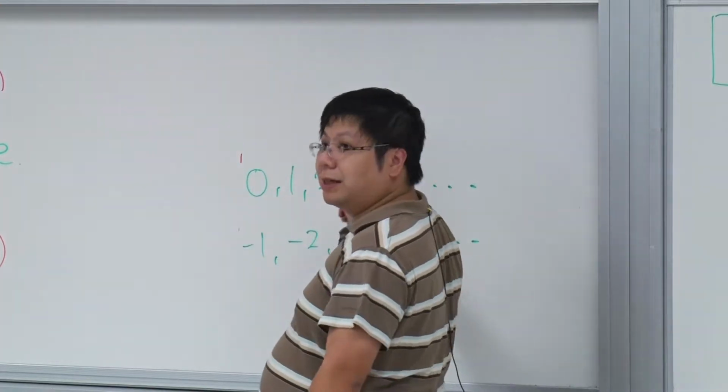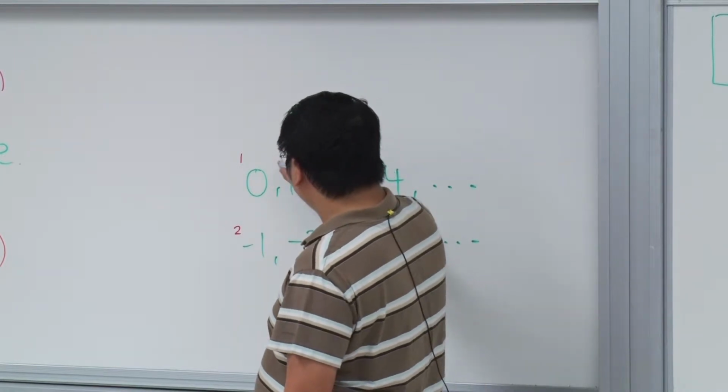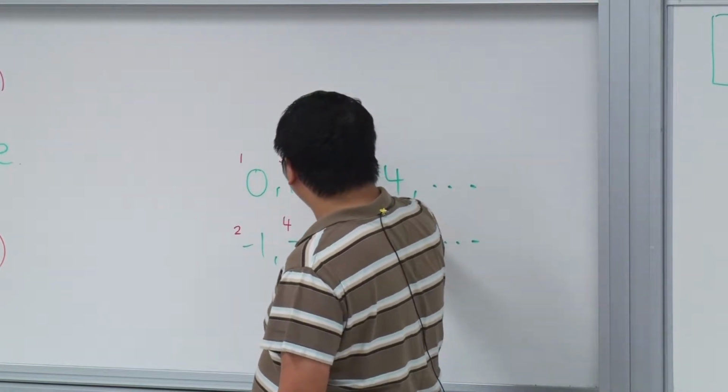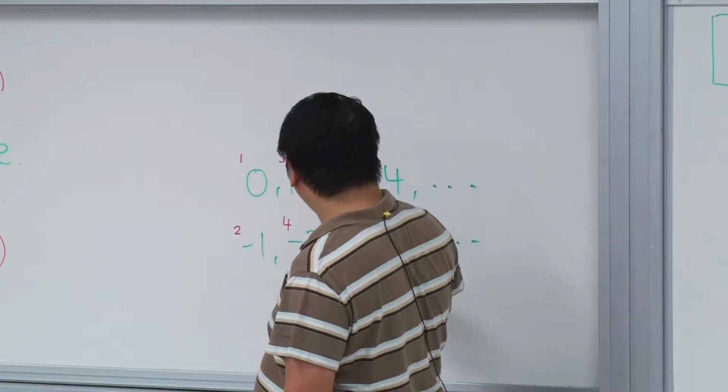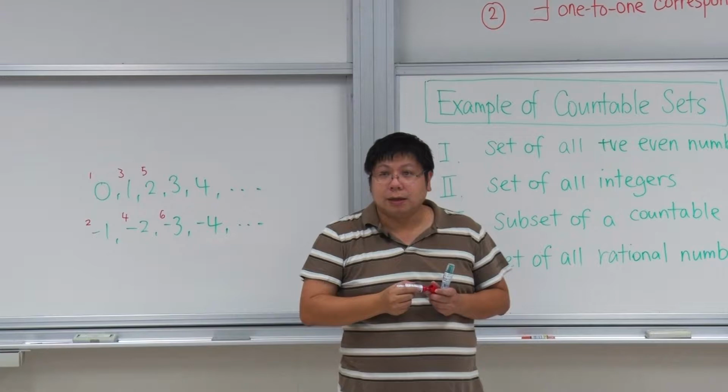We have these two lists, right? I list out 0, and then I list out -1. And then I list out 1, and then I list out -2. And then I list out 2, and I list out -3. And so on and so forth. I go up, down, up, down, up, down.